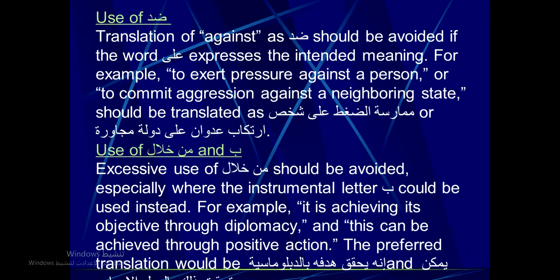The preferred translation should be إنه يحقق هدفه بالدبلوماسية. It's better than saying يحقق هدفه من خلال الدبلوماسية. Again, it's better to say يحقق هدفه بالدبلوماسية, not من خلال. Or the second example, this can be achieved through positive action: يمكن تحقيق ذلك بالعمل الإيجابي instead of saying من خلال العمل الإيجابي.